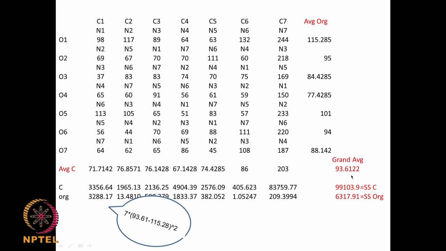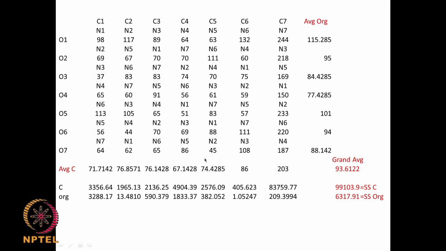115.28 minus grand average 93.61 square, 7 into 95 minus 93.2 square, 7 into 84.4 minus 93.6 square, 7 into 77.4 minus 93.6 square, 7 into 101 minus 93.6 square. Okay. Finally 7 into 88.1 minus 93.6 square. If you add up all these, we will get the organism sum of squares. So you know how to do the carbon sum of squares and now the organism sum of squares.